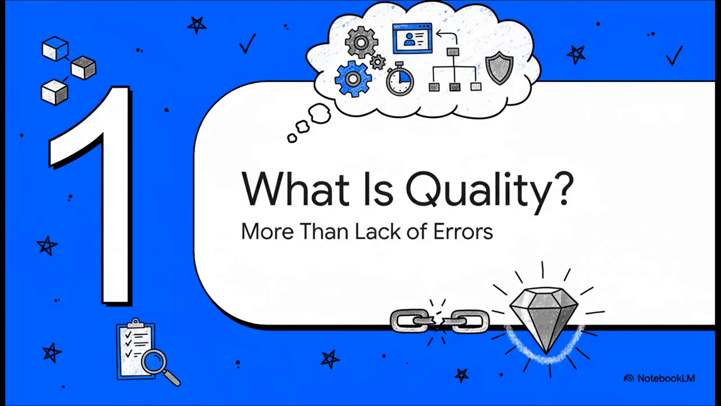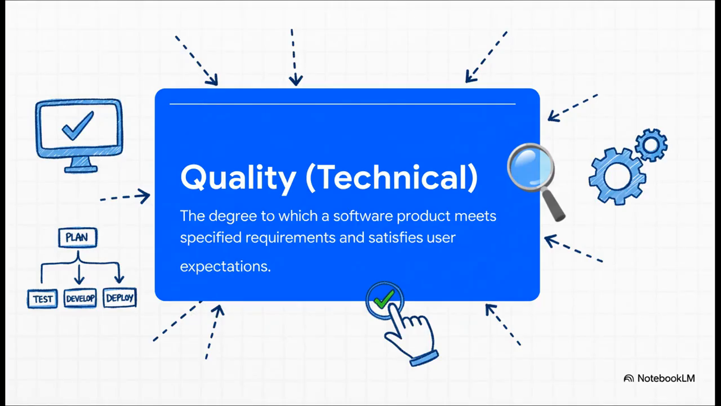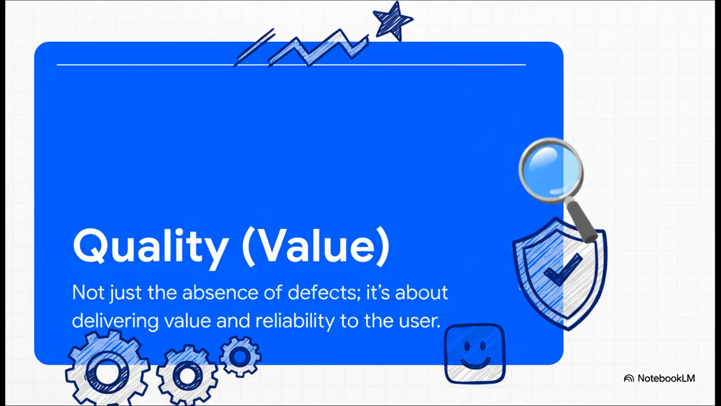Now, to really get our heads around that, we first have to agree on what quality even is. I mean, we use that word all the time, but in the software world, it means something very specific. And trust me, it's way more than just a product not having errors. On a technical level, yeah, quality is pretty straightforward. It's basically how well a piece of software does what it was supposed to do. Does it check all the boxes on the feature list? Does it actually meet your expectations as a user? If the save button saves, that's a good start. That's the baseline.